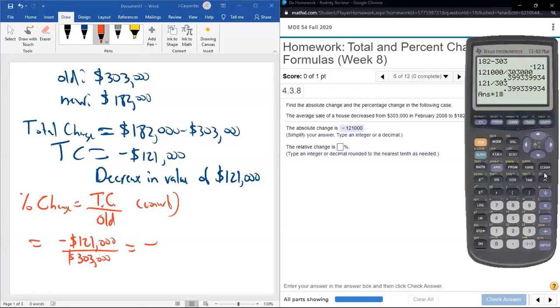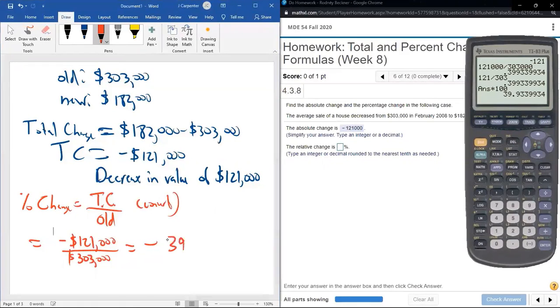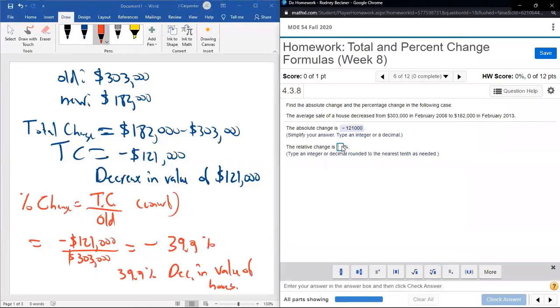And a nice way to do this in a calculator is you can just multiply by 100 instead of moving the decimal right twice. And you get 39.93 and so on. They asked us to round to the nearest tenth, so that would be 39.9%. And it's a negative, of course, so that means there was a 39.9% decrease in the value of homes on average. Let's see if that's right.